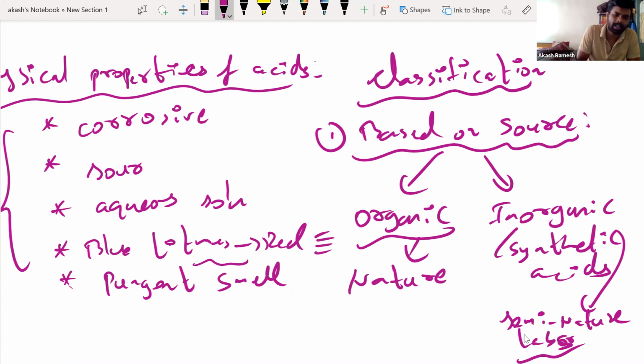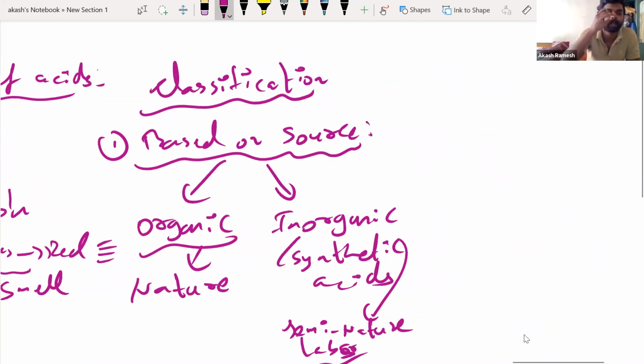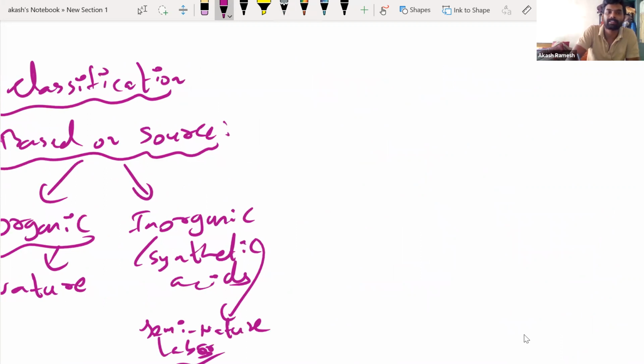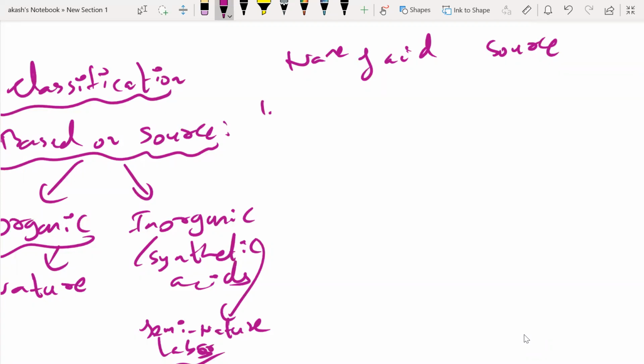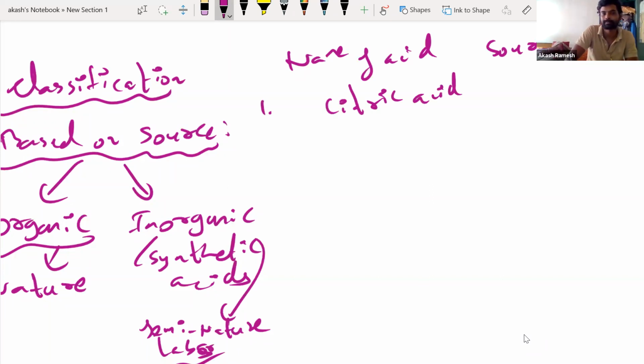But again, the primary source is nature. I think you must have seen so many examples of organic acids. Now you must know the name of the acid and what its source is. Yes, go on, first one. Anybody? Citric acid. Citric acid, source: lemon, any citrus fruit. Grapes, lemon, orange, all of them contain citric acid. So citrus fruits, I call it.